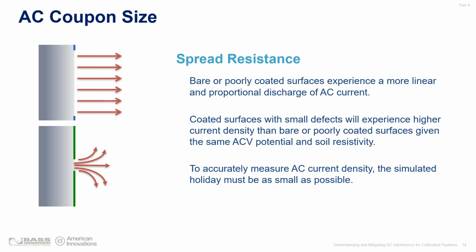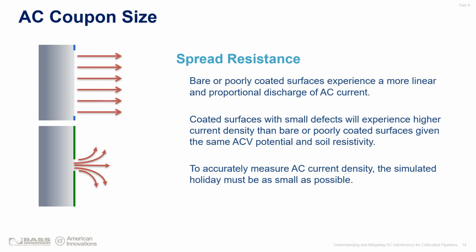Now again, let's look back at that pipeline that has the great coating. You're going to have only very, very small holidays. So any AC current that you have on that pipeline is going to focus onto those small little areas, and that's where you're going to get that aggressive form of AC corrosion, which can cause holes in your pipeline, which can lead to ruptures and explosion and all that bad stuff that you can imagine.